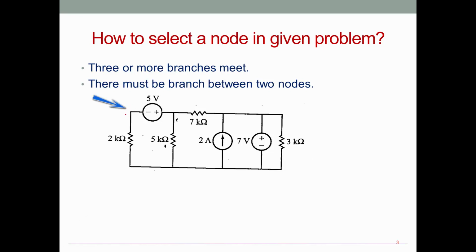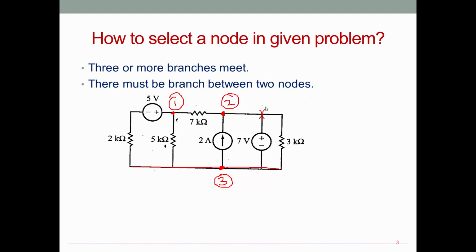I can't say this is principal node since two branches are meeting together. I can say this is one principal node point where three branches are meeting together. Similarly here 7 ohm, 2 amps, 7 volt as well as 3 kilo ohm meeting together. I can say this is another principal node point, and all these points are common and I can choose one node. You can also ask me, why can't I choose this as a node point?